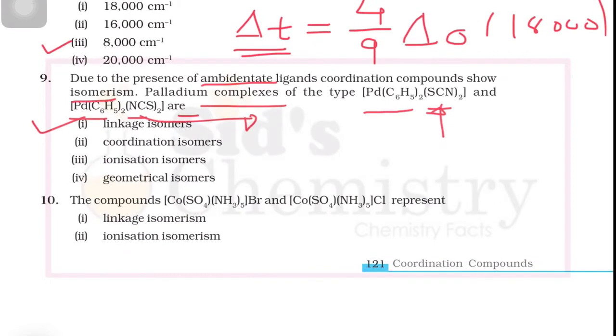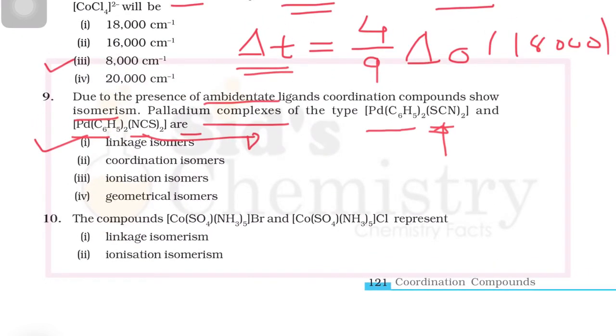Now coming to question number 10. The compounds [Co(SO4)(NH3)5]Br and [Co(SO4)(NH3)5]Cl represent what? You can see that Br and Cl are exchanged between the ligand and the counter ion. When such a condition happens, different ions are produced, and such different ions with the same molecular formula show ionization isomerism. So the correct answer for question number 10 can be ionization isomers.